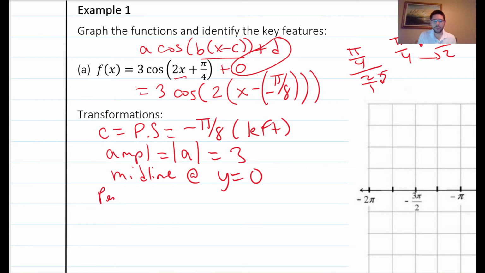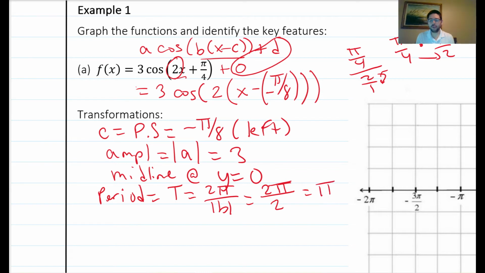So the period is given by T, and it's 2 pi divided by the absolute value of B, right? And the B term in this case is what we pulled out. That was the 2. So we got 2 pi over, right here, that's my B term, I'll circle it right there, over 2, which is going to be pi. So my period is pi.